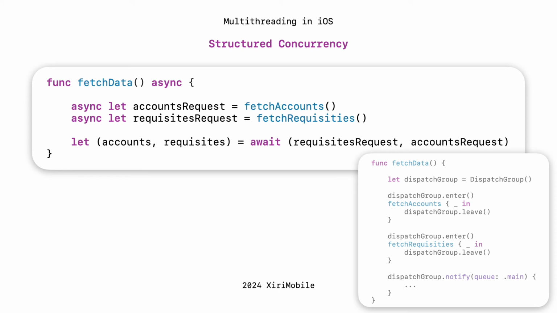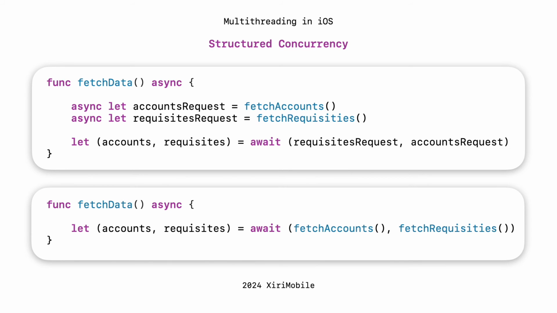Now, let's see how the same functionality may be implemented in Swift Concurrency. Creation of parallel tasks is done through binding async-let. The code looks clearer than the same with dispatch group, less chance of making a mistake. However, there are still some non-obvious points.